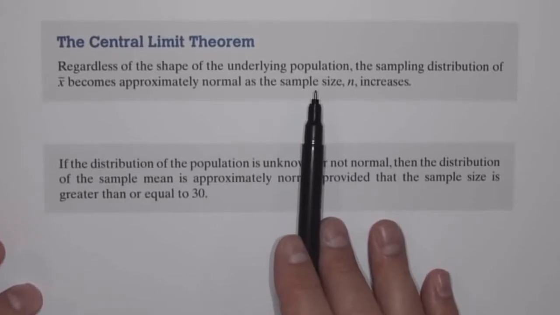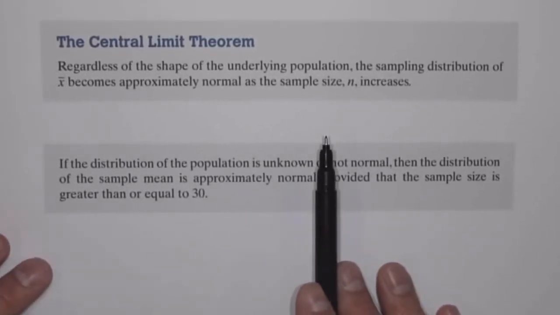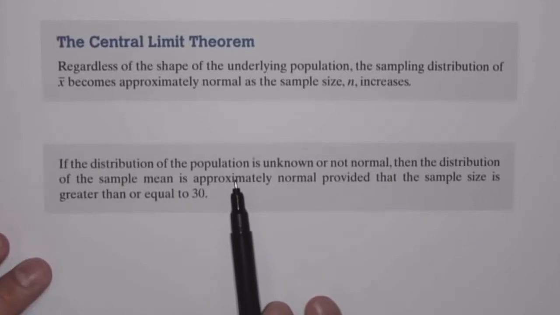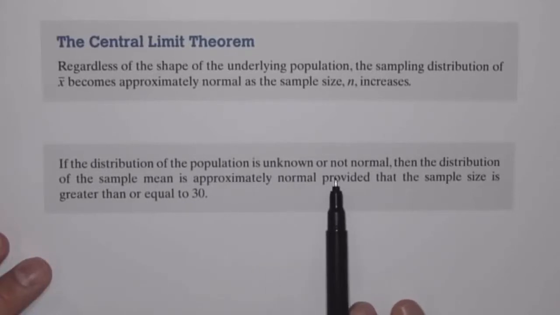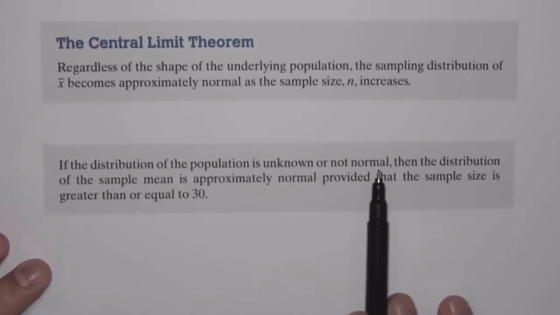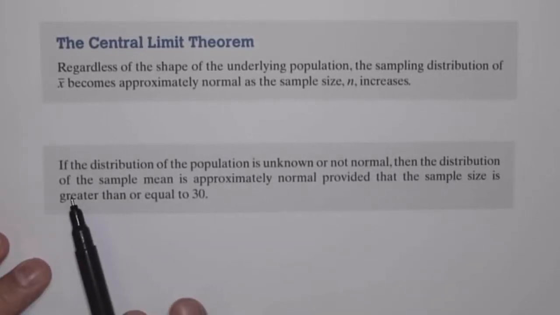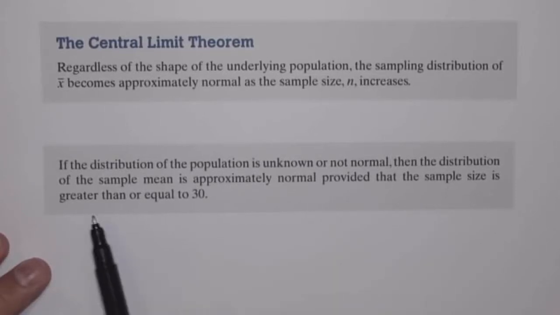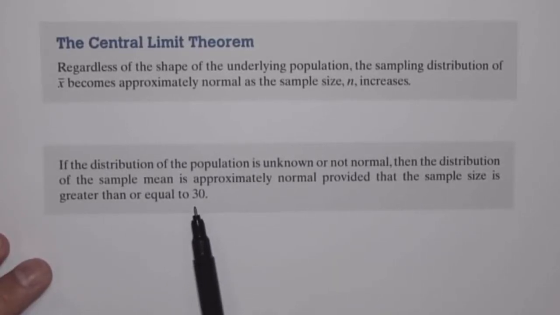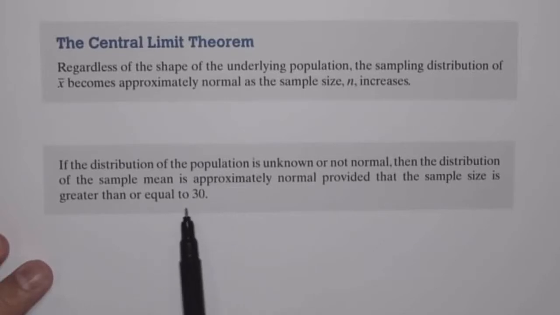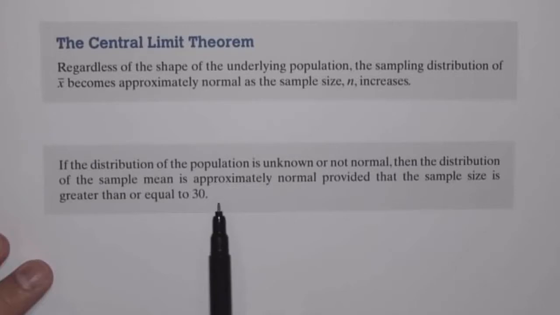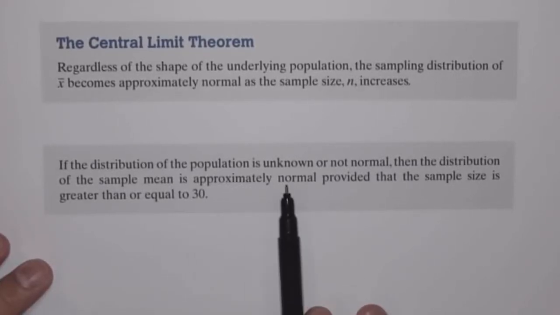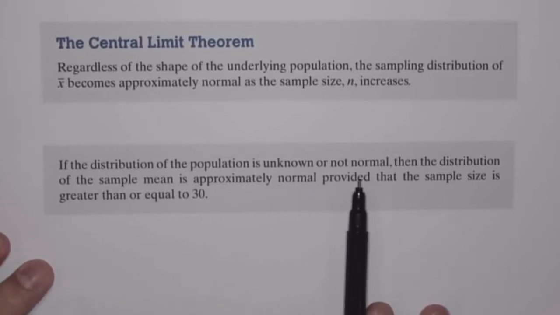So as a rule of thumb, if the distribution of the population is unknown, or if it's known that the distribution of the population's not normal, then the distribution of the sample mean will be approximately normal, provided that the sample size is greater than or equal to 30. So our rule of thumb is, as long as we're taking a sample of size 30 or larger, then we can assume that the sampling distribution of x bar will be normal.